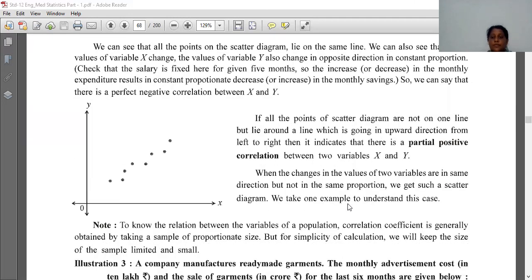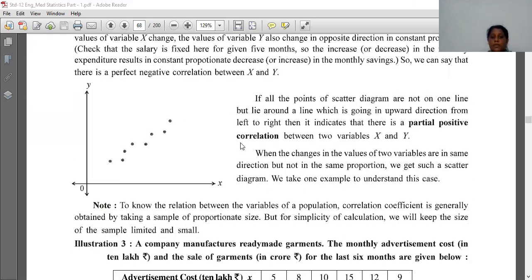Now, what is partial positive correlation? If all the points of a scatter diagram are not on one line but lie around a line which is going in upward direction from left to right, then it indicates that there is a partial positive correlation between the two variables. See, here the points are not on the same line. Somewhere here points are there, going here and there. One point is here, one is here, one is here, like this.